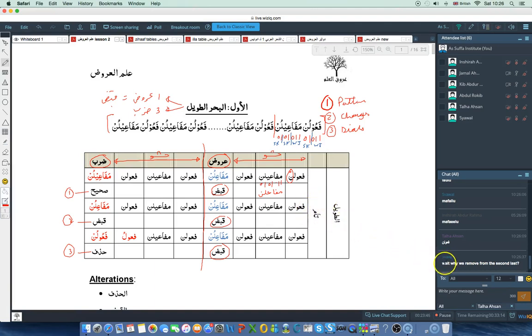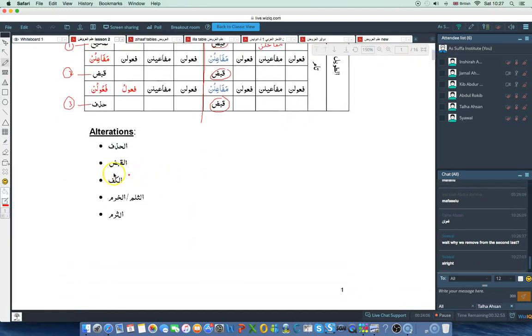No, we don't remove from the second to last. Qabad applies to the fifth sakin. So when you start from the beginning, the fifth sakin: 1 2 3 4 5. Yeah, it's just a rule that applies to the fifth sakin, the fifth letter with a sukun on it. Okay, so that's qabad.